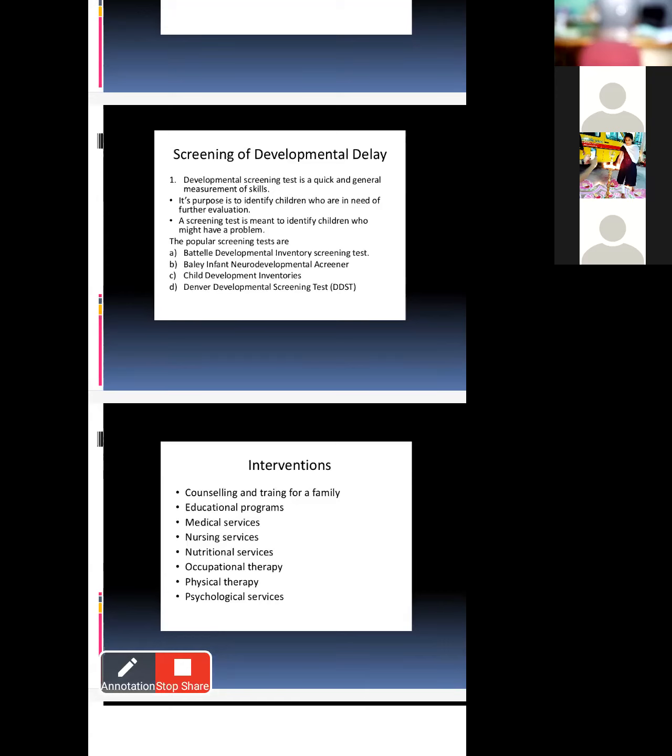Next, the fourth one is the Denver Developmental Screening Test. This test was introduced in 1967 to identify young children, up to age 6, with developmental problems. As age increases, young children sometimes develop problems. So you can observe what problems they have as age increases and during the developing period of young children. All this you can observe in the Denver Developmental Screening Test.